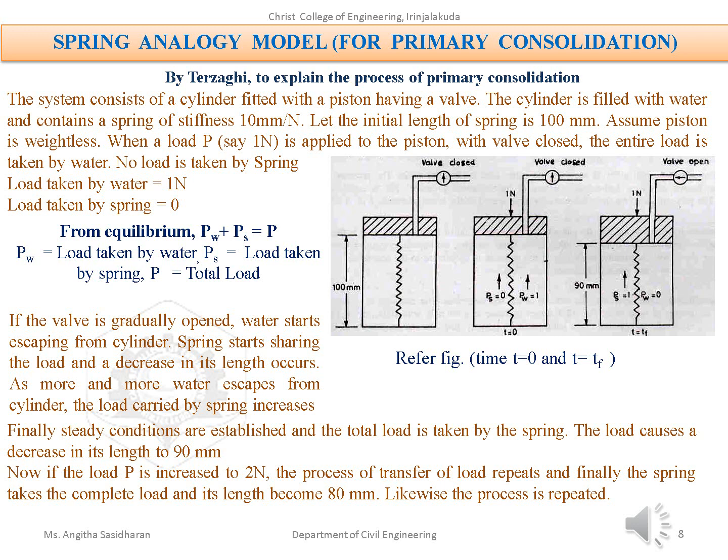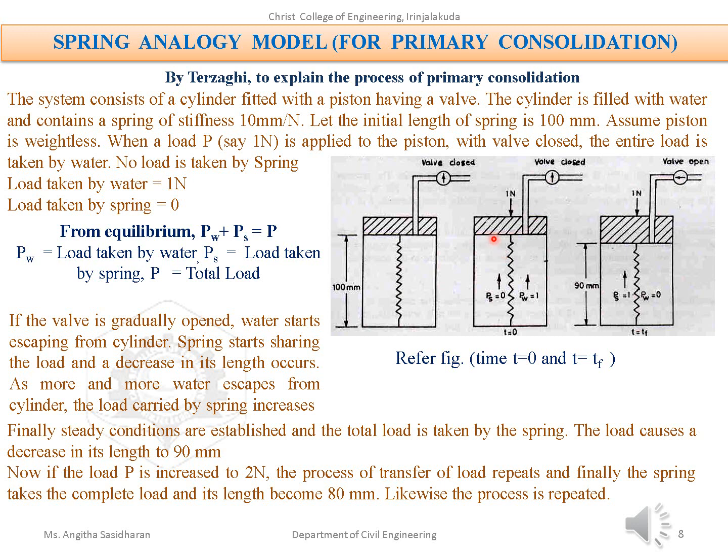And what does that mean? If you are applying 1 Newton, and the spring is taking that load, it will have a change in length of 10 millimeters. So it will get compressed. If you are giving a compressive load of 1 Newton, the spring will compress by 10 mm. So let the initial length of the spring be 100 mm. Assume that the piston is weightless. So this is the first condition.